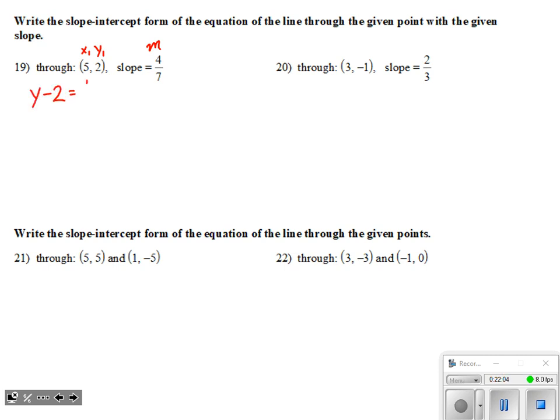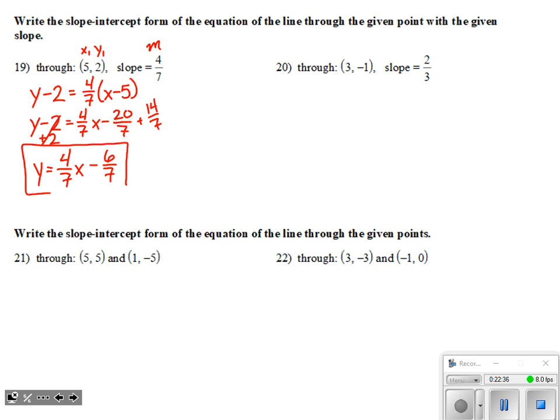Y minus 2 equals 4 over 7 times x minus 5. Then we've got to distribute the 4 over 7. And then we need to add over the 2. And I'm just going to say that that 2 is the same thing as 14 divided by 7, just because they mean the same thing. They have the same value, but I've got my common denominator there. It just saves me a little bit of scratch work. And when I combine like terms, since they have their common denominator, I get negative 6 over 7 for that y-intercept.